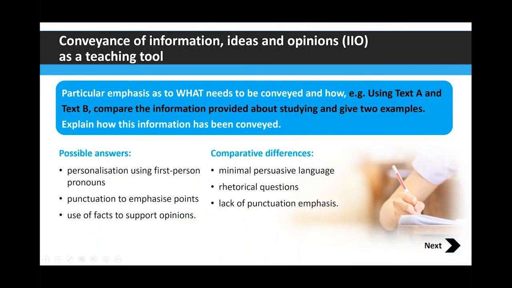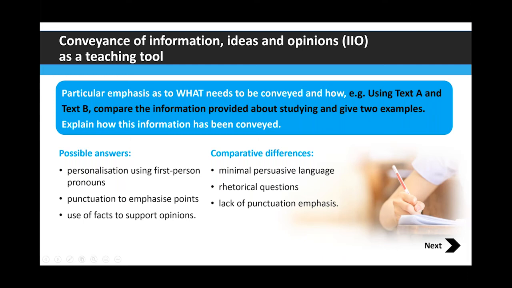Conveyance of information, ideas and opinions as a teaching tool. So the question will place particular emphasis as to what needs to be conveyed and how. So an example here is using text A and text B, compare the information provided about studying and give 2 examples. Explain how this information has been conveyed.